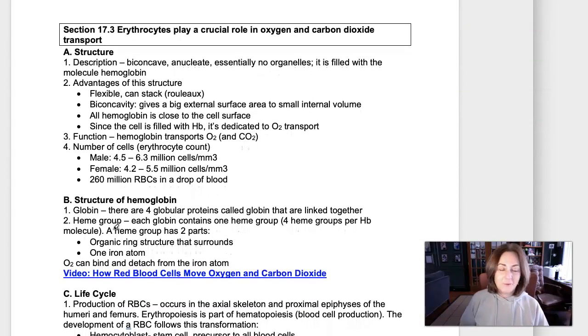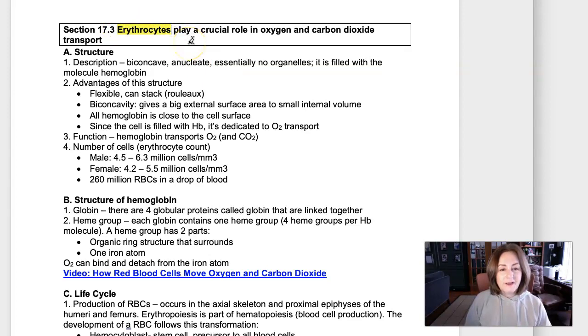I'll just mention that before I jump into the red blood cells. So the matrix would be the plasma, and the plasma does contain fibers. They're just soluble fibers called fibrinogen. And then the cells are the red blood cells, white blood cells, and platelets. And so it does fall into that category that we talked about last semester. All right, so on to red blood cells.